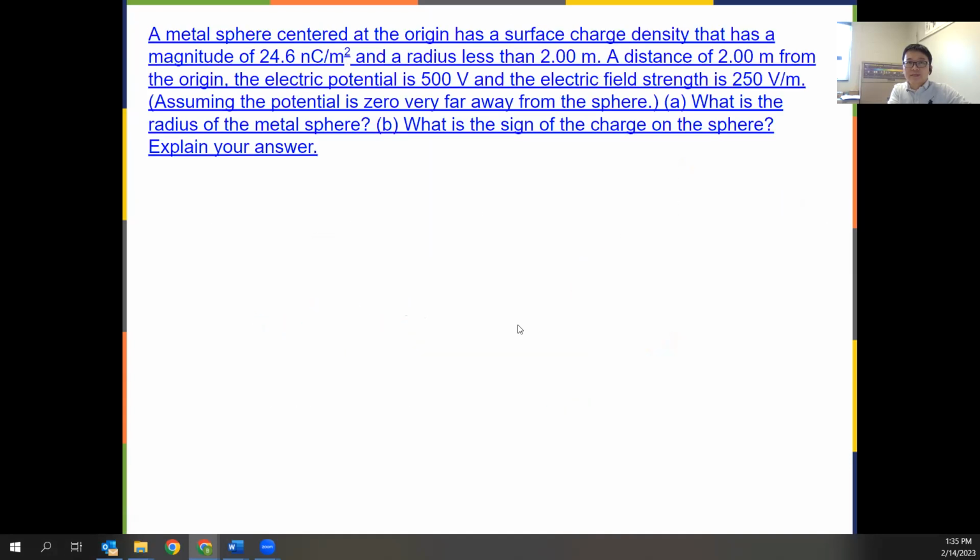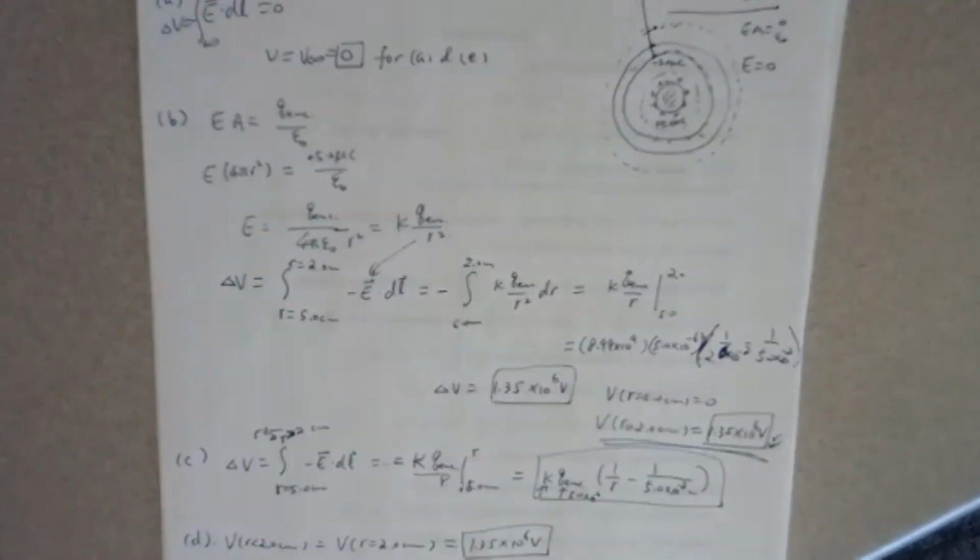Okay, so let's take a look at this example here. It says a metal sphere centered at the origin has a surface charge density with a magnitude of 24.6 nanocoulombs per centimeter squared and a radius of less than 2 meters. So it's an unknown. At a distance of 2 meters from the origin, the electric potential is 500 volts, and the electric field strength is 250 volts per meter. It's asking what the radius of the metal sphere is and what the sign of the charge on the sphere is. Explain your answer.